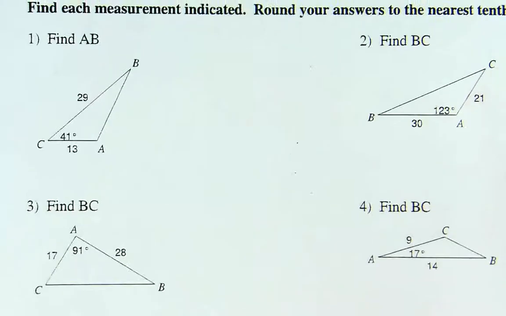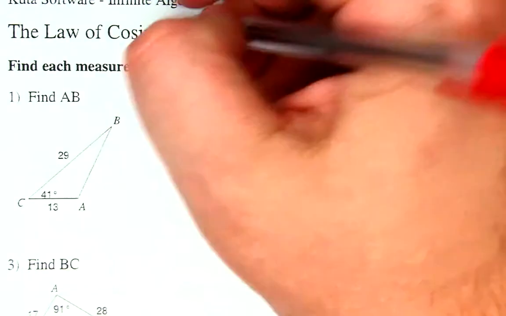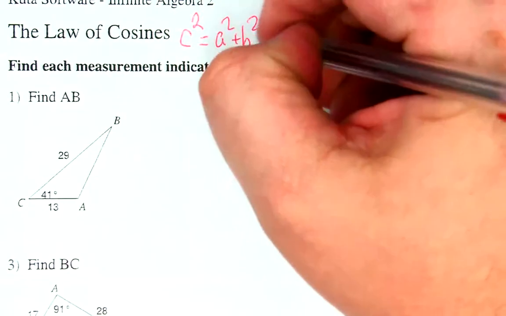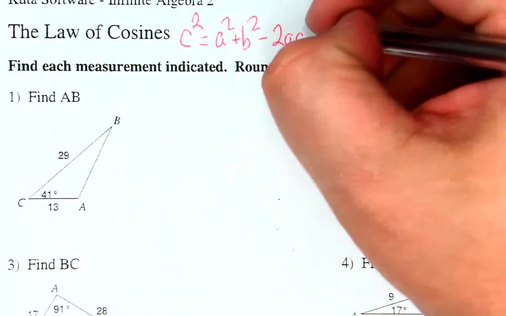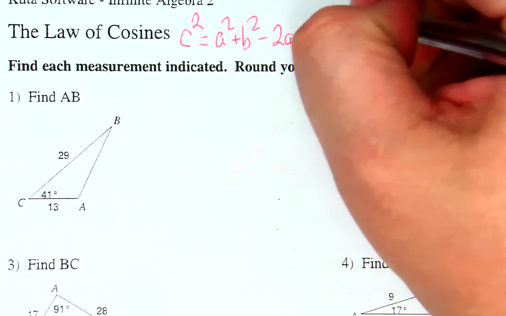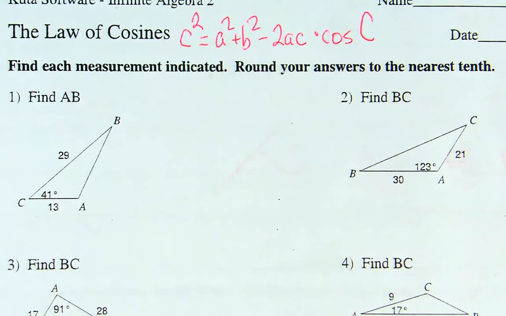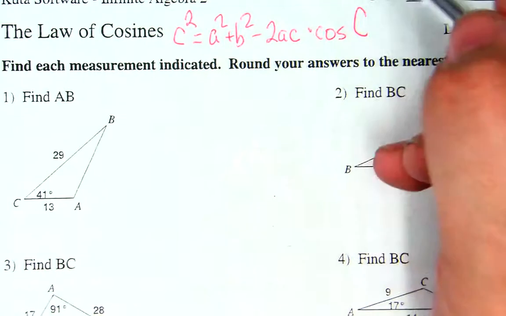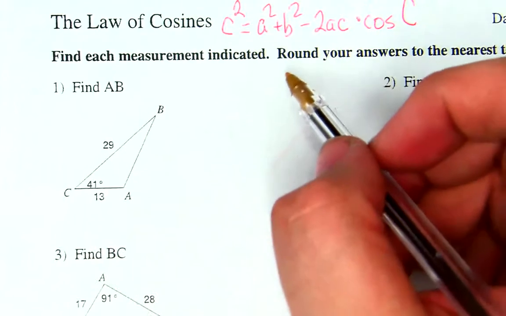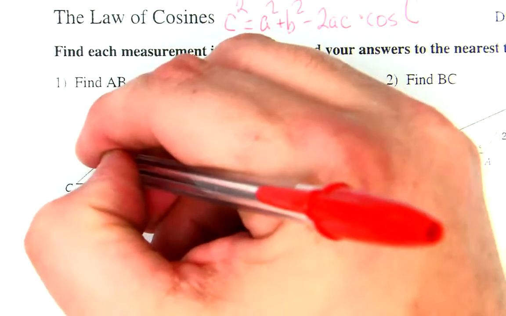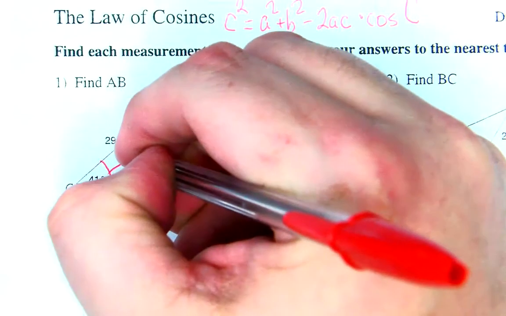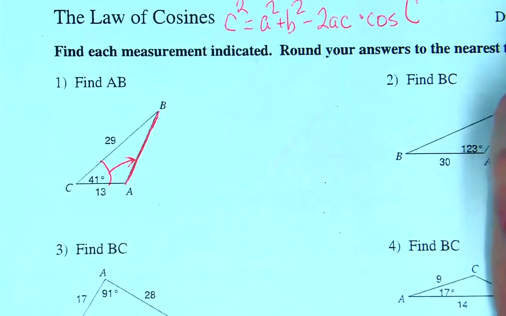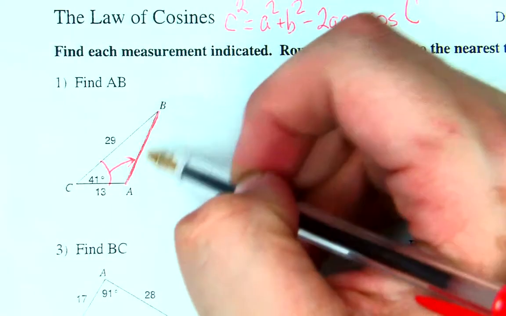Now, the law of cosines. You get c squared is equal to a squared plus b squared minus 2 times a times b times the cosine of angle C. So when you're dealing with the law of cosines, we're going to be looking for this side. In this case, it says find side AB.